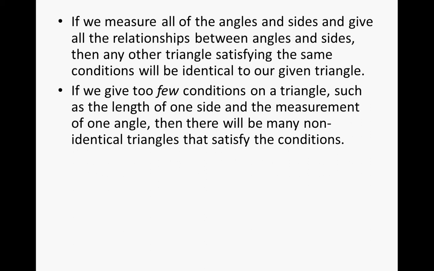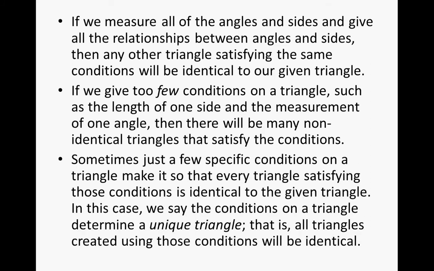If we give too few conditions on a triangle, such as the length of one side and the measurement of one angle, then there will be many non-identical triangles that satisfy the conditions. Sometimes just a few specific conditions on a triangle make it so that every triangle satisfying those conditions is identical to the given triangle. In this case, we say the conditions on the triangle determine a unique triangle. That is, all triangles created using those conditions will be identical.